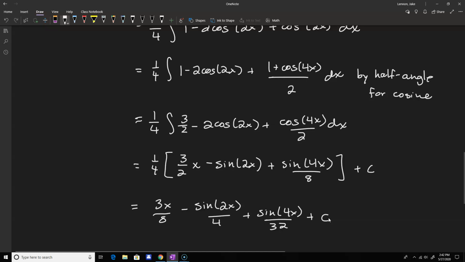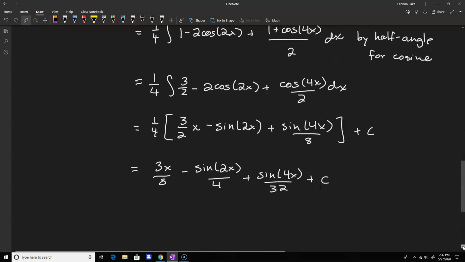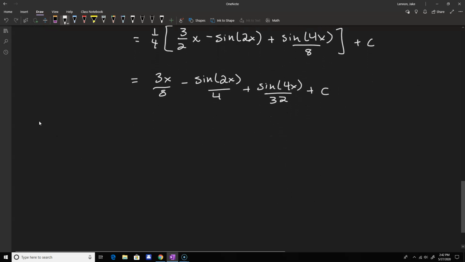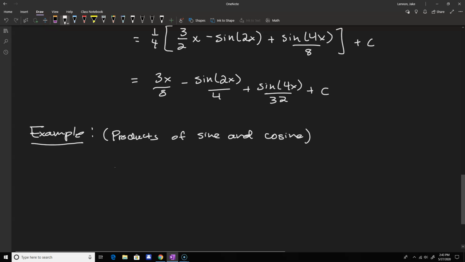So that's handling powers on their own in general. Let's look at maybe handling products of these types of trig functions. So in this example, we want to handle products of sine and cosine. So let's say we're integrating sine to the fourth of x times cosine squared of x dx. How are we going to handle this integral?